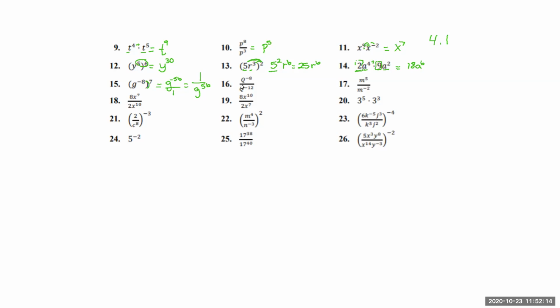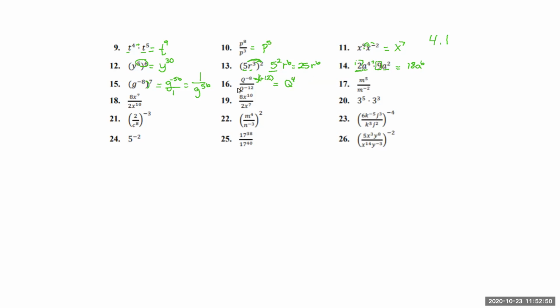Coming over to 16, this is another divide problem. However, when we do this, it's going to be q -8, and then we're going to subtract a -12. So when we subtract a -12, we're actually going to multiply those two negatives together, and it creates a positive. So we're actually adding on that 12. So we have q, -8 plus 12. So -8 plus 12 is going to equal q to the 4th.